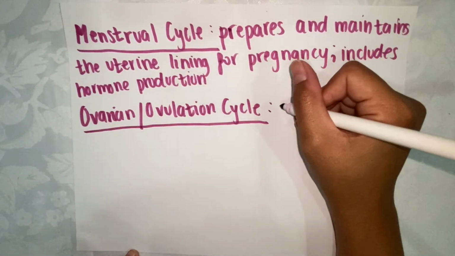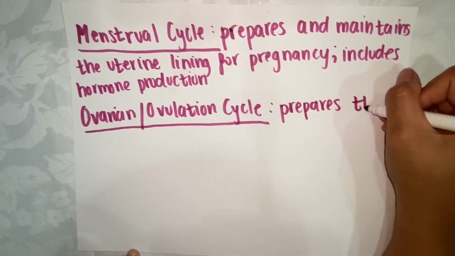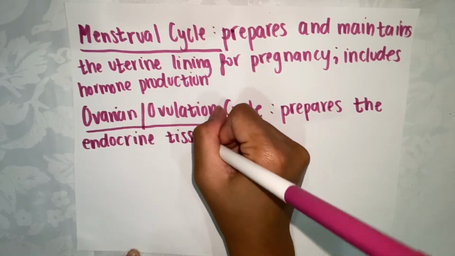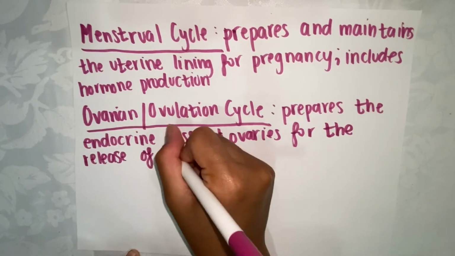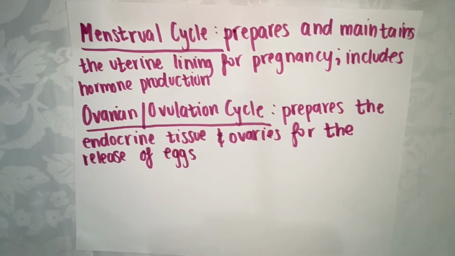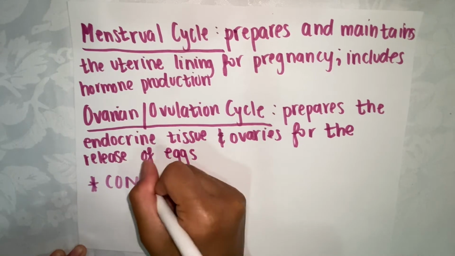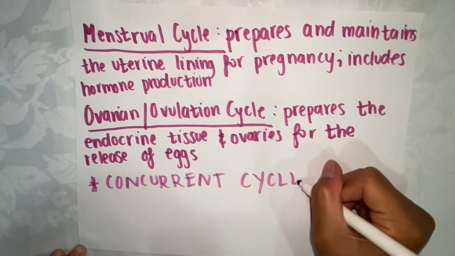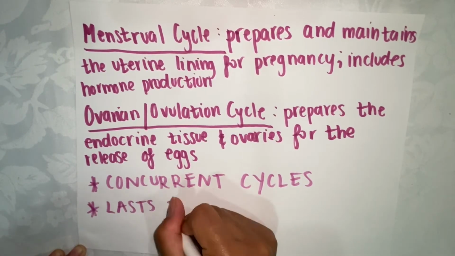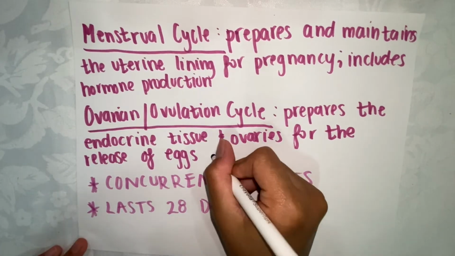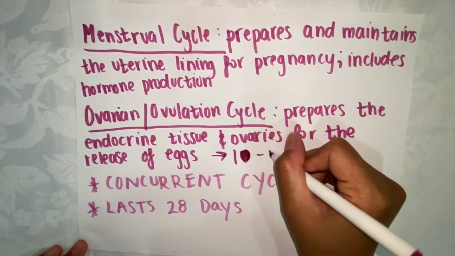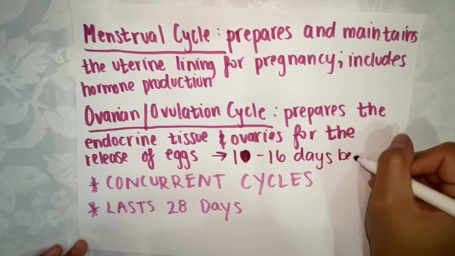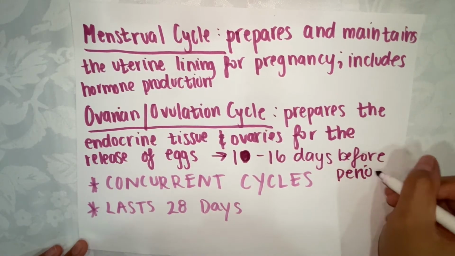The ovarian or ovulation cycle is when the body prepares the endocrine tissues and the ovaries for the release of an egg. So these two cycles are concurrent with one another, and they last about 28 days. The ovarian/ovulation cycle occurs 10 to 16 days before the period.